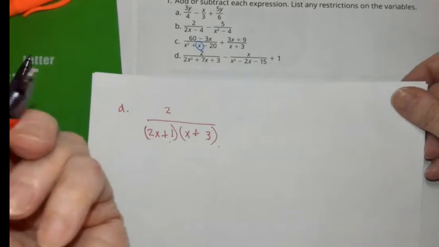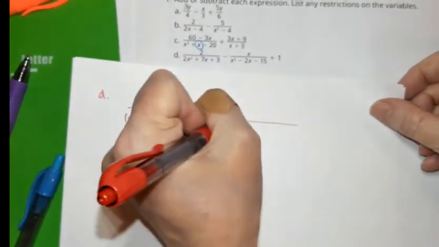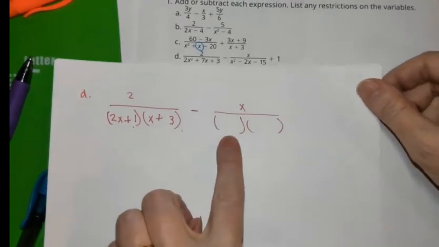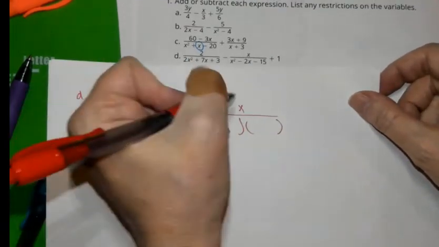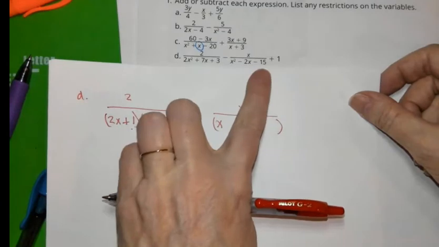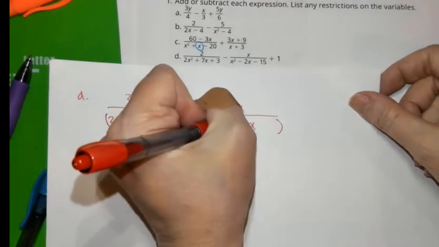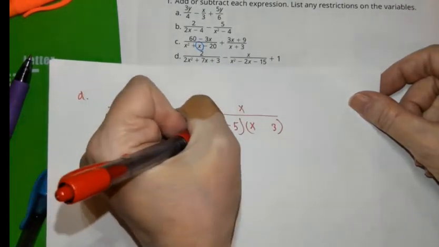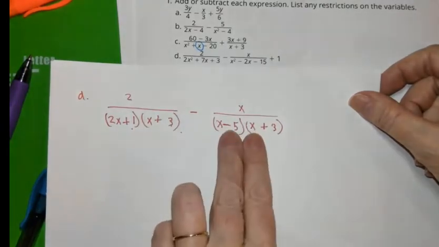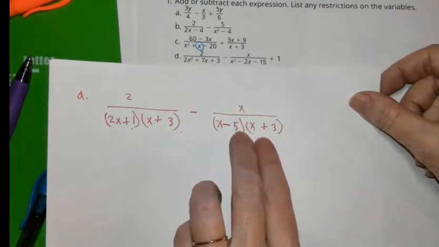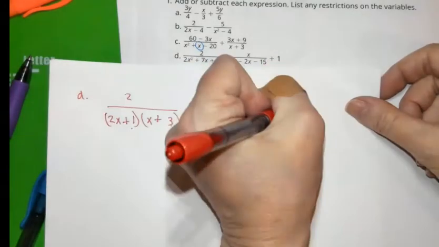Now the other one is actually easier to do reverse FOIL. So I'm going to do a minus sign, and then I'm going to leave that numerator x. And this time I have x squared minus 2x minus 15. Well, that means these two terms are x's, so x times x. For 15, I'm going to need a 5 and a 3 because I'm seeing 2. 5 times 3 is 15. The only other one would be 15 and 1, and that won't work. I need the 5 to be negative and the 3 to be positive because negative 5x and positive 3x is going to add up to negative 2x. So those are my two factors using reverse FOIL. And then finally, we have a plus 1.